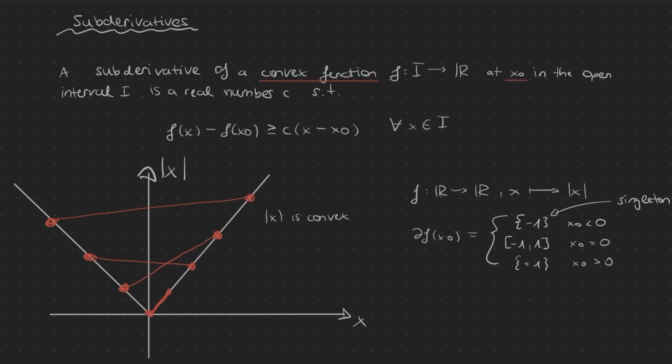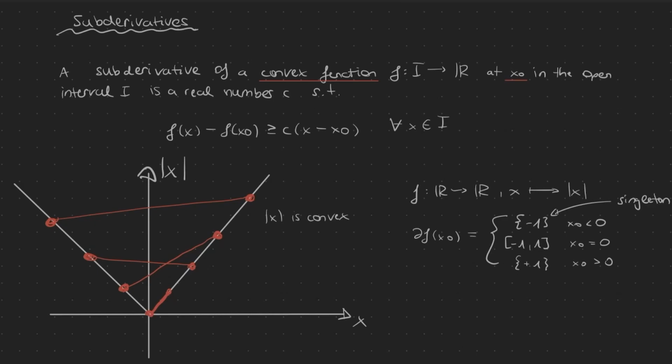Essentially, subderivatives generalize the derivative to convex functions, which are not necessarily differentiable. In our case, the absolute value of x is indeed convex, because you can take any 2 points on the function and draw a line between them, and these lines will always be at least on the level of the function curve. So for this function, the subderivative is given by the set {-1} for x0 smaller than 0, the interval [-1, 1] for x0 equal to 0, and the set {+1} for x0 greater than 0.